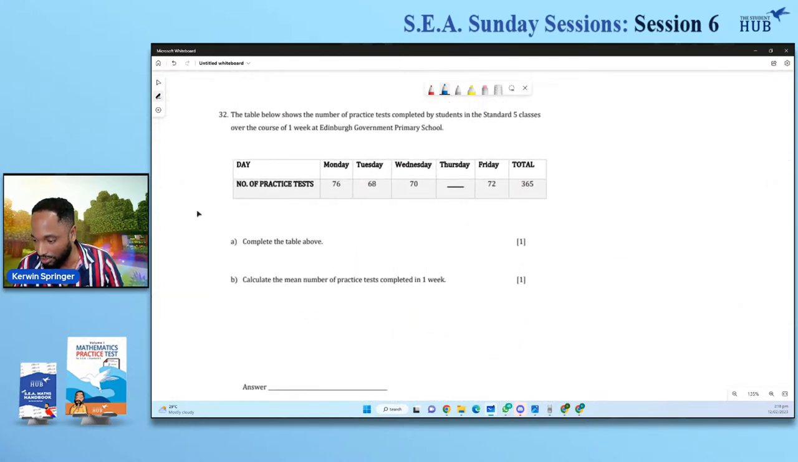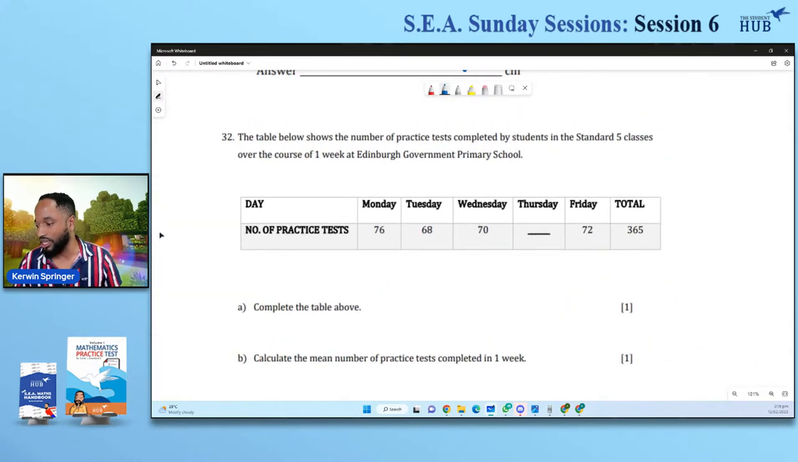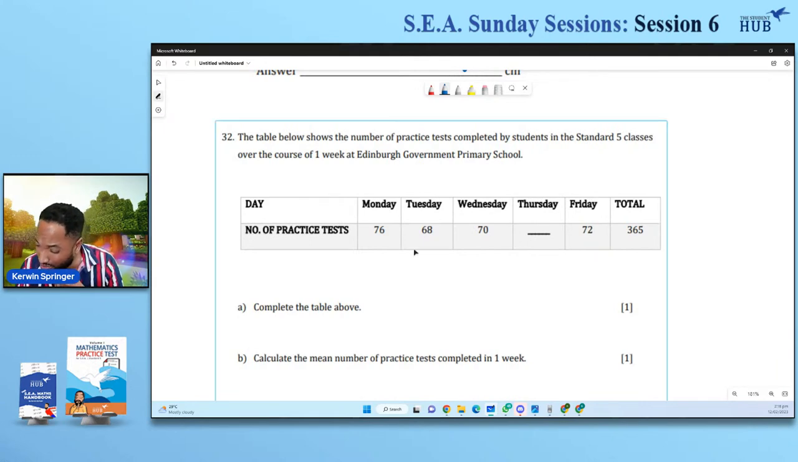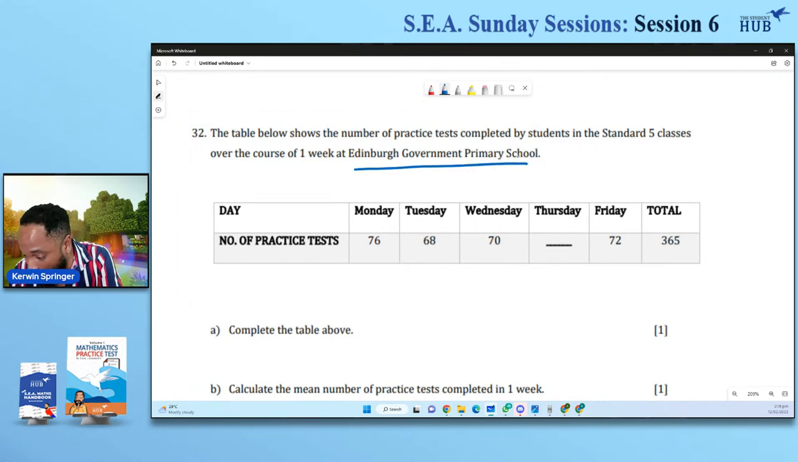The table below shows the number of practice tests completed by students in the Standard 5 classes over the course of 1 week at Edinburgh Government Primary School. Wow, Edinburgh Government Primary gets a shout out here. Big up anybody from that school. Complete the table above.